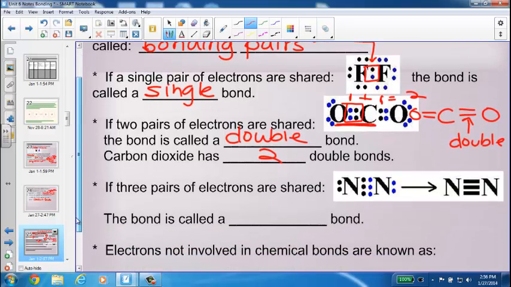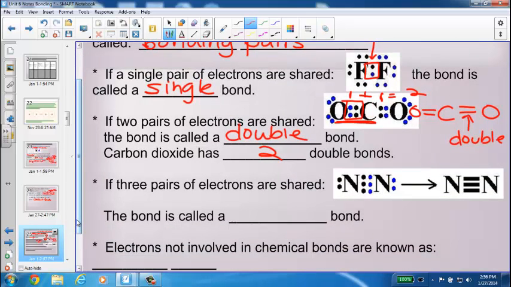And then you may also share 3 pairs of electrons. See the nitrogens right here? They're sharing 1, 2, 3 pairs. So we would call that not a single bond, not a double bond. Can you guess? That's right. We call it a triple bond. Yay! A triple bond. Okay?